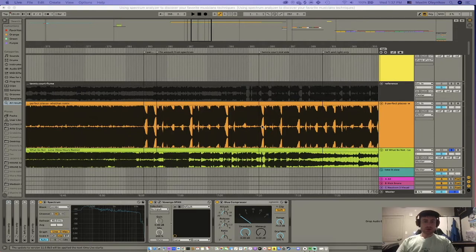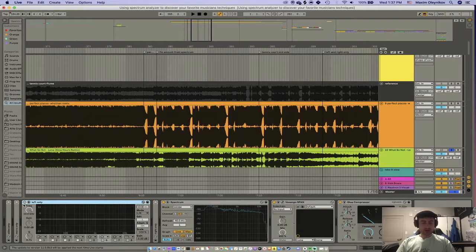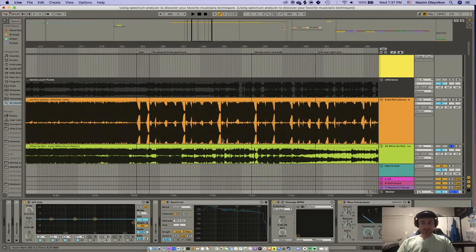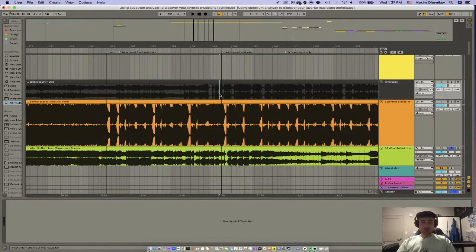One of the coolest examples I can think of when using this technique is if you use a left and right only EQ before a spectrum analyzer, and then turn the spectrum analyzer to just look at that channel. So for instance, I have my EQ set to left and right mode, and I've taken away all the right side and just the left side. And we're going to listen. I found some interesting stuff from listening to Flume's Tennis Court remix.